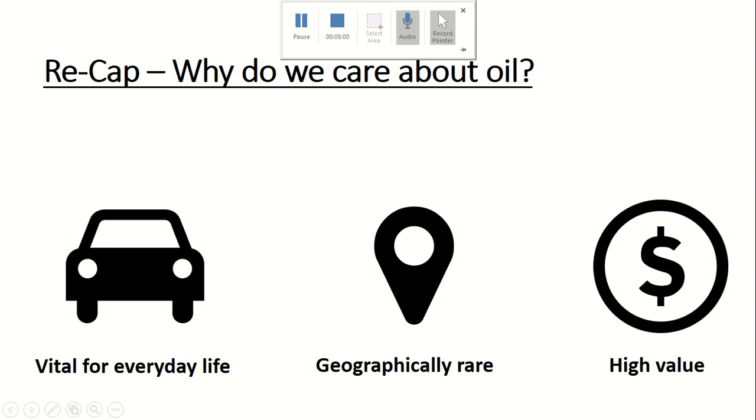Once we looked at the population, we then looked at this thing called oil, or to give its proper title, crude oil. And we know from the lessons, rather, that oil is a really important factor, not just in the Middle East, but also around the world. So if we were to recap here, well, why do we actually care about oil? Well, firstly, oil is vital for our everyday life. Everything that we do relies on oil, and everything that we consider normal is in some ways linked to oil.